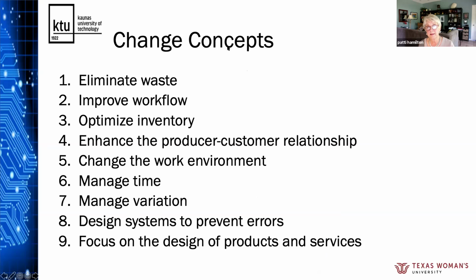So let's think about these change concepts. We can change things that are under our control. We can eliminate waste, improve workflow, optimize our inventory, enhance the producer-customer relations, change the work environment, manage time differently, manage variation in quality, design systems to prevent errors, and focus on the design of products and services. And all of these things rely on data and information that we can use in that plan, do cycle.